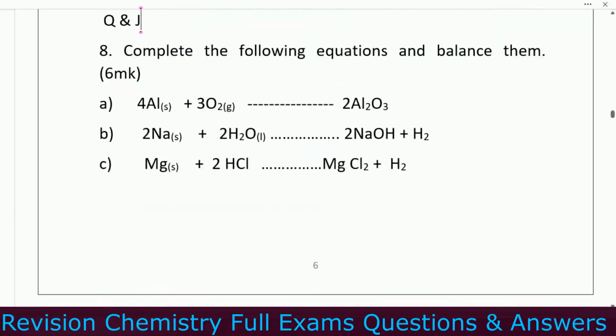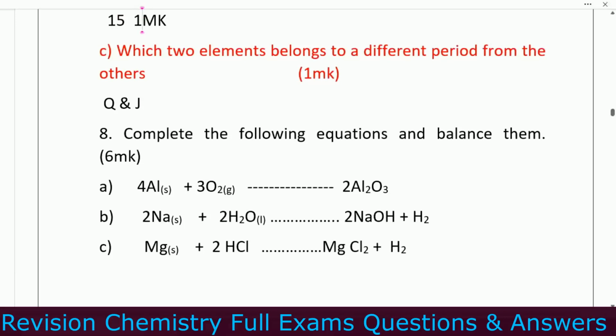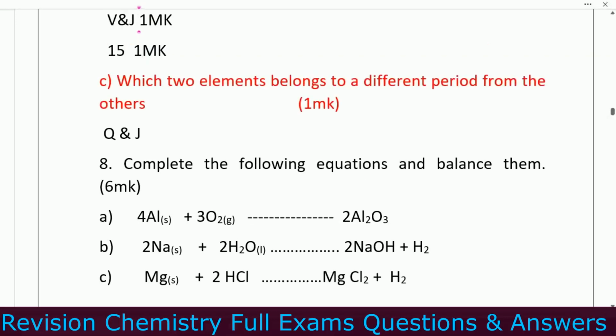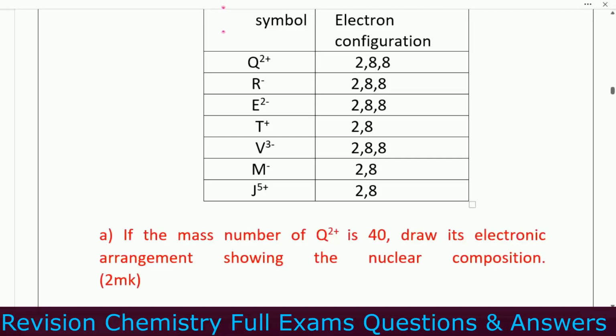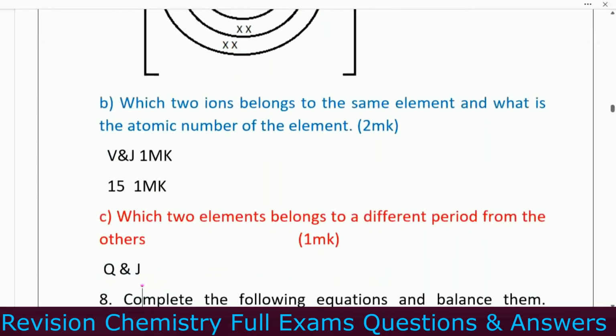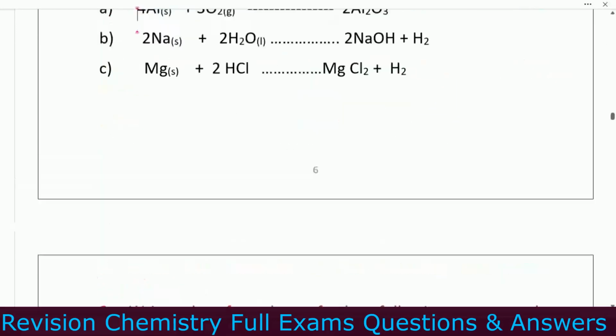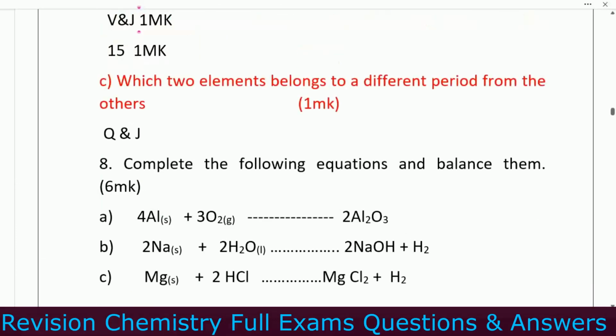Next, you are told which 2 elements belong to different periods from the others. That is Q and J. Let us look at Q and J. You can see how the electronic configuration is like, and how their ion is formed and how it is appearing. That's why we are saying they belong to different periods from the others.